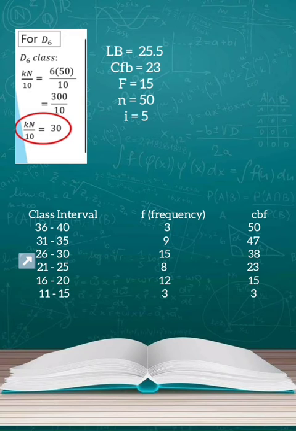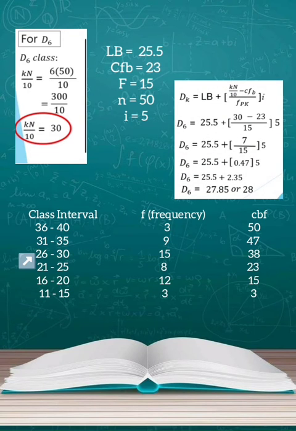To solve, 6th decile equals the lower boundary, which is 25.5, plus the 6th decile class, which is 30, minus the cumulative frequency before, which is 23, divided by the frequency of the 6th decile, which is 15, times 5. 6th decile is equal to 25.5 plus 7 divided by 15 times 5. 6th decile is equal to 25.5 plus 0.47 times 5 equals 25.5 plus 2.35 is equal to 27.85 or 28.